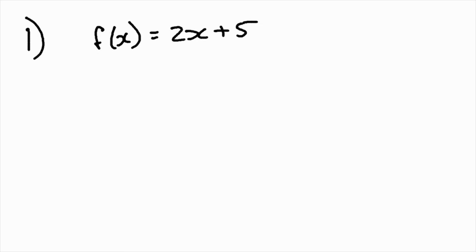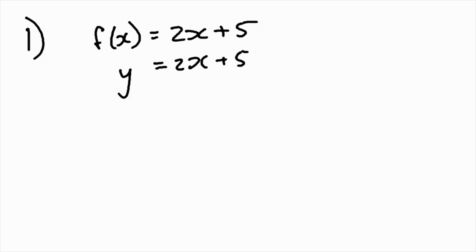For example, if we've got a function f of x equaling 2x plus 5, what is the opposite of this? Now the way we do this is we say, well, f of x we're just going to call y. Now we're going to make x the subject.